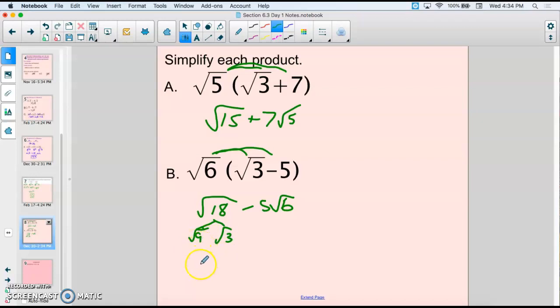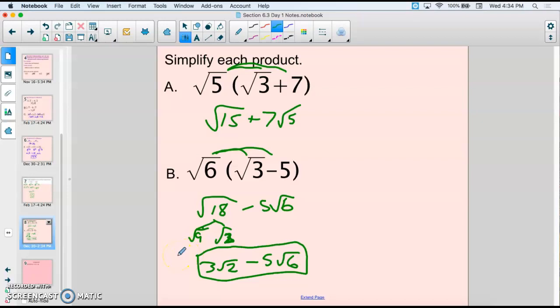Oftentimes you'll find that it can be. And so the square root of 9 is 3. Oh, hold on. This should be a 2, shouldn't it? 9 and 2 is what it splits into. And so we have 3 square roots of 2 minus 5 square roots of 6. These are not like radicals, and so we cannot combine them. And so that's as good as it gets.